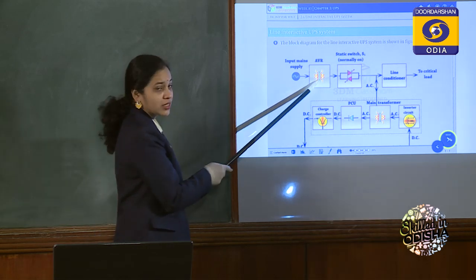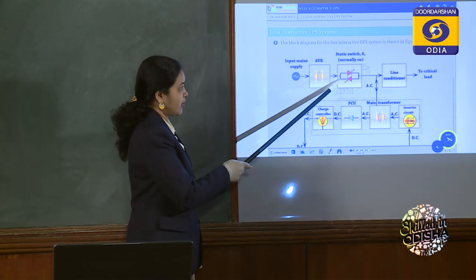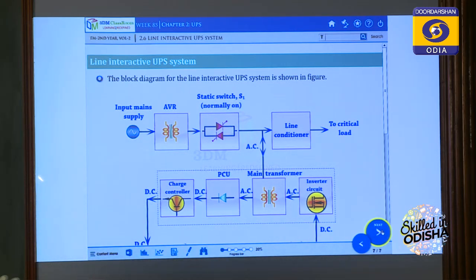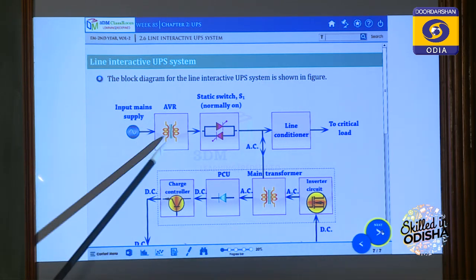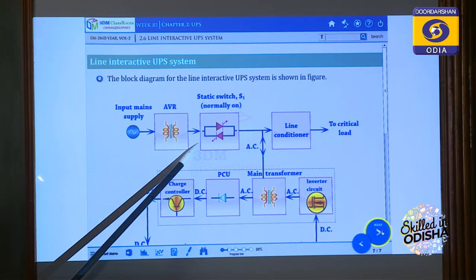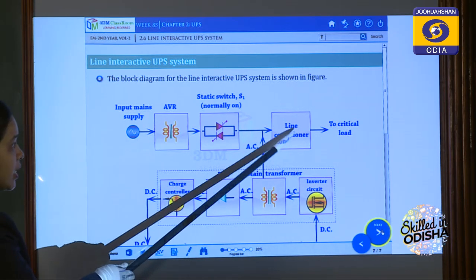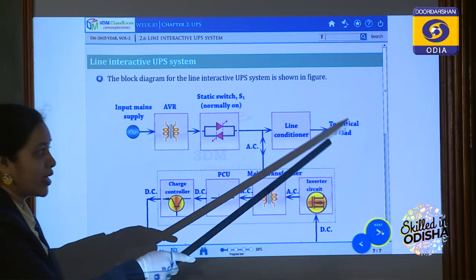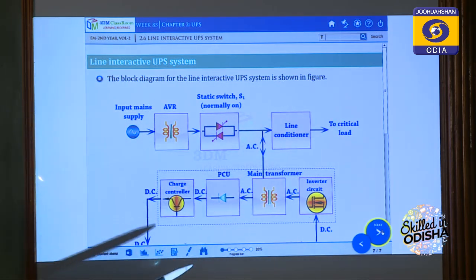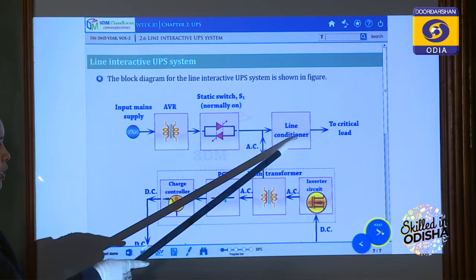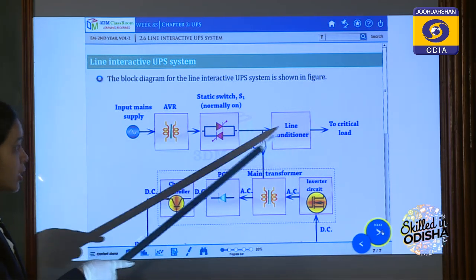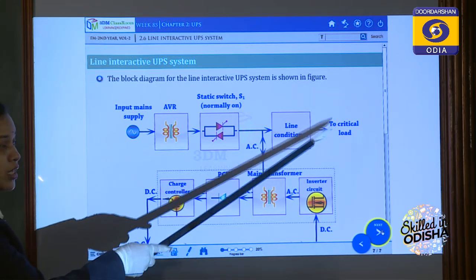The output voltage of the AVR is given as input to a static switch. The static switch is generally always in the on condition. With the help of the static switch, the output voltage of the AVR is given to the line conditioner. The line conditioner is generally a voltage or power regulator which smoothens the voltage given to our critical load. It is placed just before the load and smoothens the input given to it.